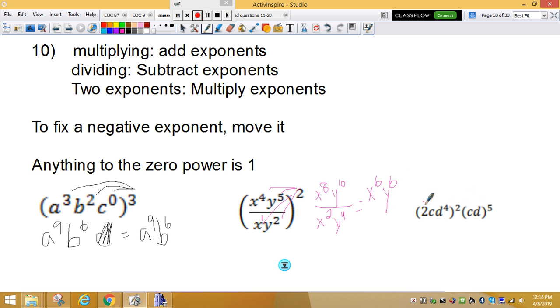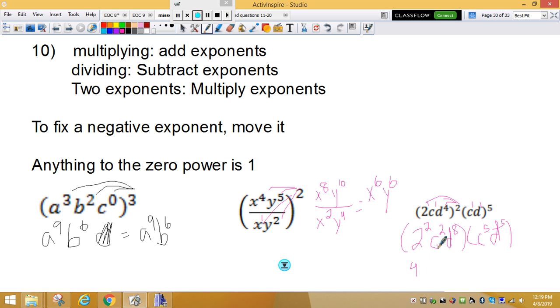All right, here, this 2, I'm going to put 1s. The 2 gets a 1, the c gets a 1, the c gets a 1, the d gets a 1. So this 2 is going to multiply to all of these. So I'm going to get 2 to the 2nd, c to the 2nd, and d to the 8th. I multiplied, multiplied, multiplied. In this other parentheses, I'm going to get c to the 5 and d to the 5. 2 squared, 2 to the 2nd is 4.